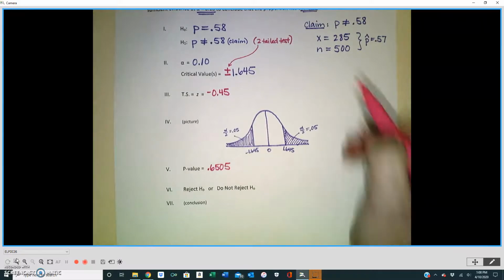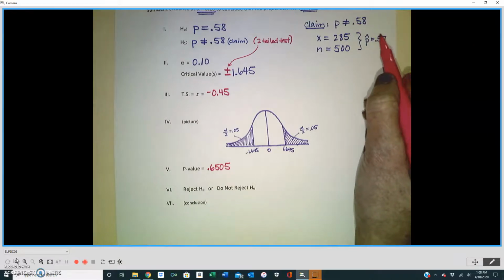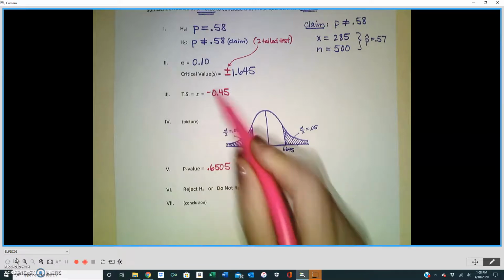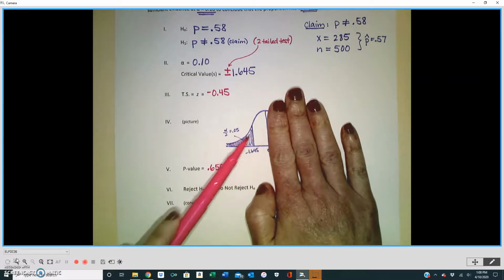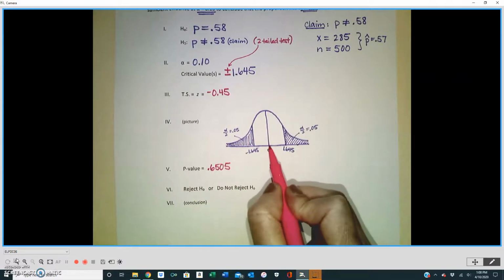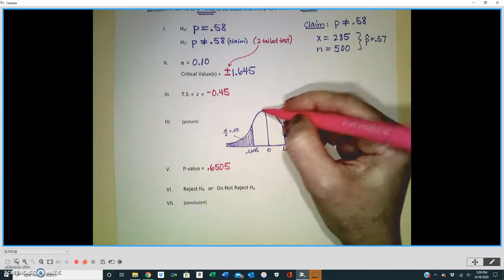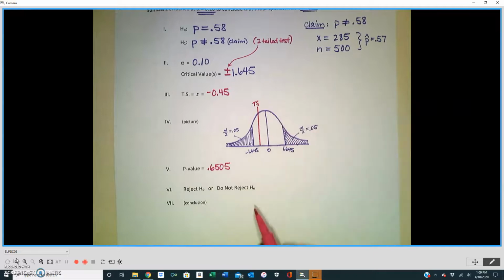All right, so she claimed it is not 0.58. And our sample shows it's not, it's 0.57, right? But is that different enough? That's what we want to know. So let's put this test statistic on the picture. So it's negative. We have to draw it on the left side. The question is, is it in the white or the purple? Here's 0. Here's negative 1.645. So where would negative 0.45 fall? I don't know, about right here maybe? But it's definitely not in the rejection region. We cannot reject H0.